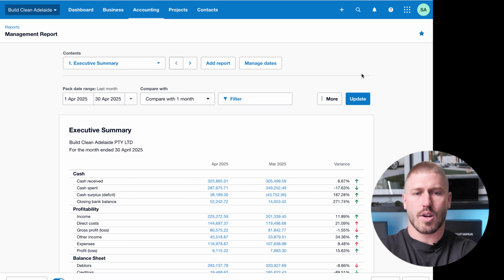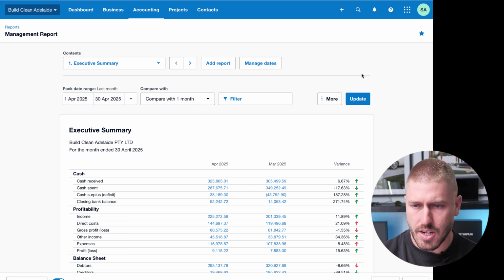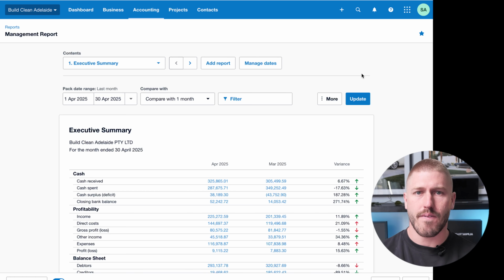Now, this report grabs our three financial reports: our P&L, our cash flow summary, and our balance sheet. It also grabs two other reports, our accounts receivable and our accounts payable, so our debtors and our creditors. These 5 separate reports are then compiled into one, and it gives us what we can see on the screen here, an executive summary.